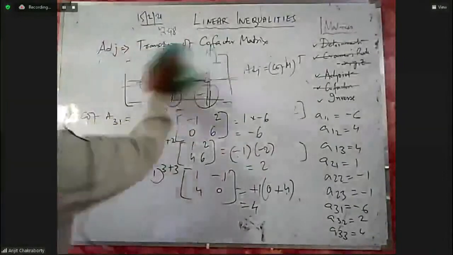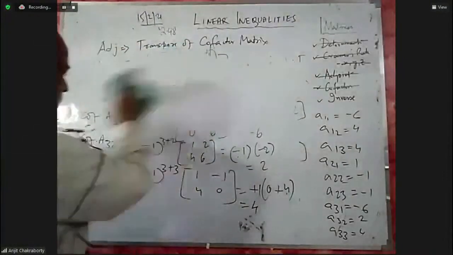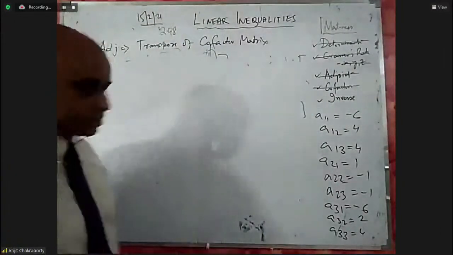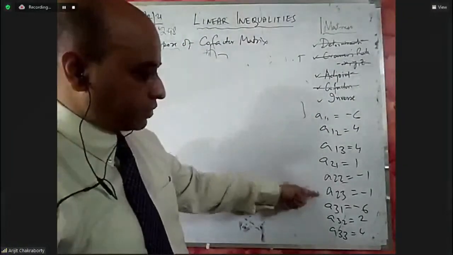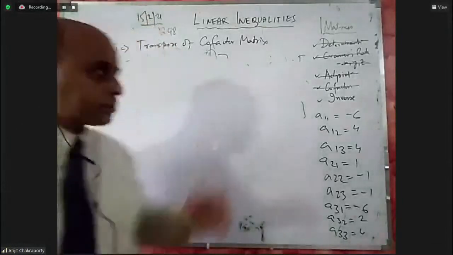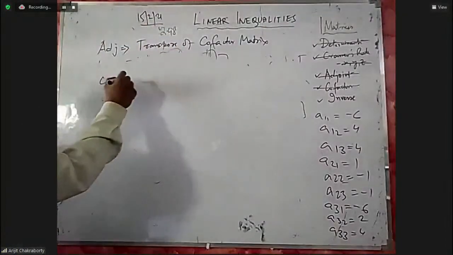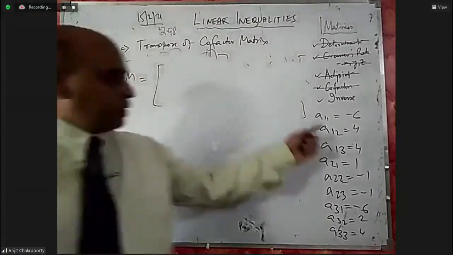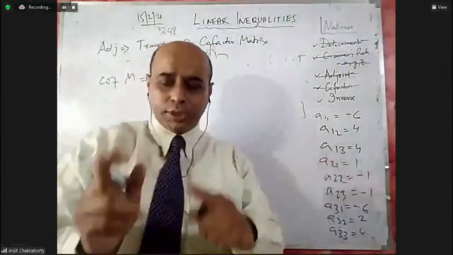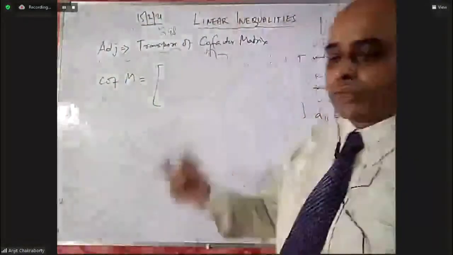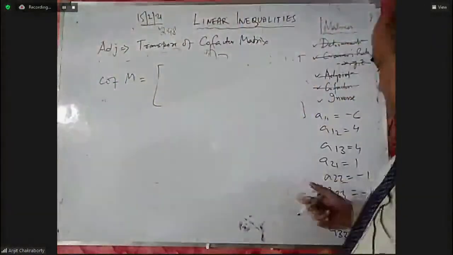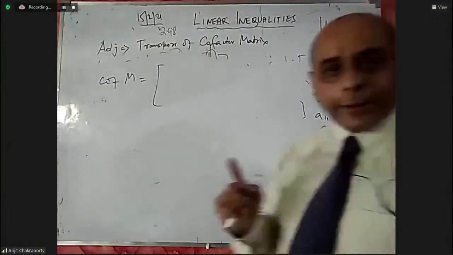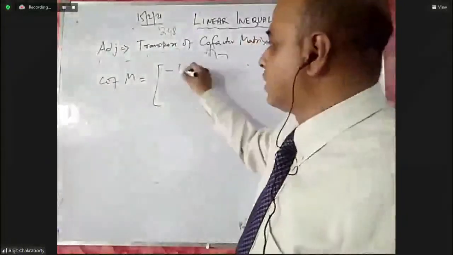So now we rub it out and we write the cofactor matrix. How many did we do? Just see, 1, 2, 3, 4, 5, 6, 7, 8, 9. 9 calculations, right? So the cofactor matrix is equal to 11, 12, 13, 21, 22, 23, 31, 32, 33. The rule you know is IJ. So 11, 12, and 13 are -6, 4, and 4.